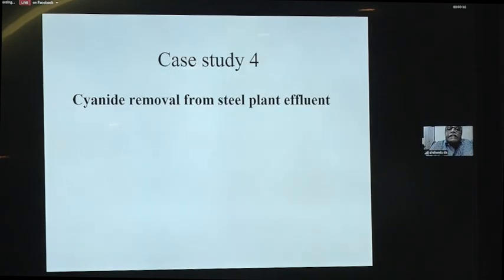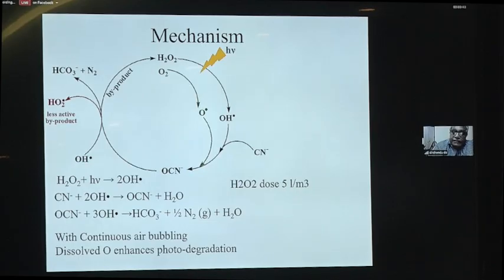Then I'll present the next case study, cyanide removal from the steel plant effluent. Now, the steel plant contains lots of cyanide, and the cyanide production is pretty high. They have an effluent flow rate of around, let's say, 80 to 100 meter cube per hour. That is the typical effluent flow rate of Tata Steel plant. And it contains cyanide concentration to the tune of 15 to 20 milligram per liter.